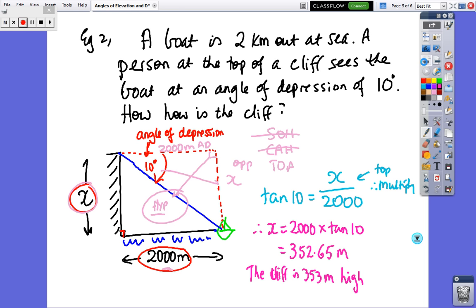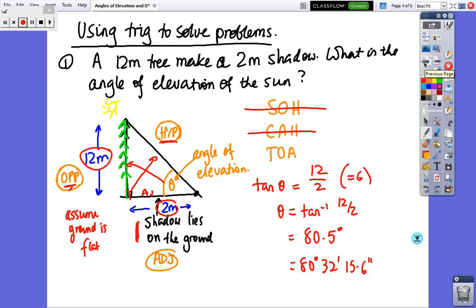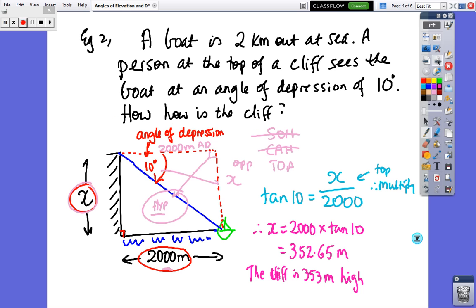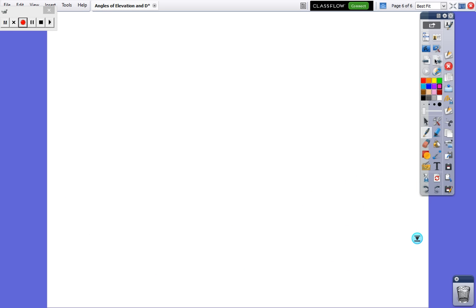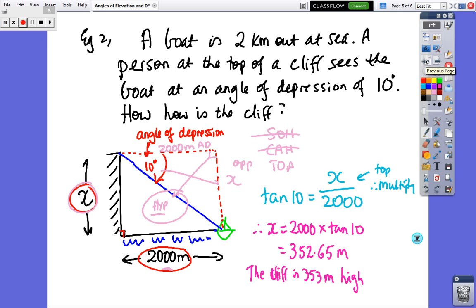So on that previous question, we probably should finish with a word statement: therefore the angle of elevation of the sun is approximately 81 degrees. If it's a word question, try to finish with a word statement. Okay, so in the book there'll be some questions to do with angles of elevation and depression. If not, we'll put up a worksheet. Okay, thanks for that. Bye.